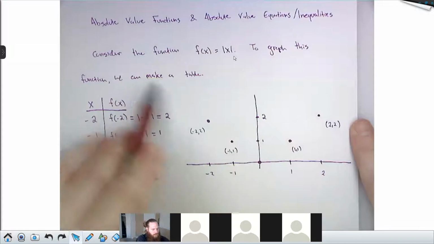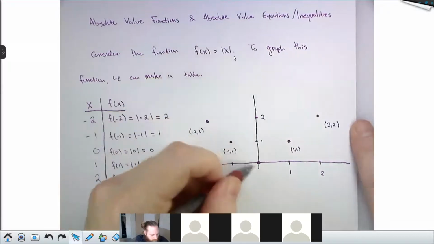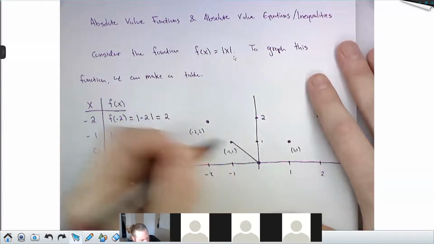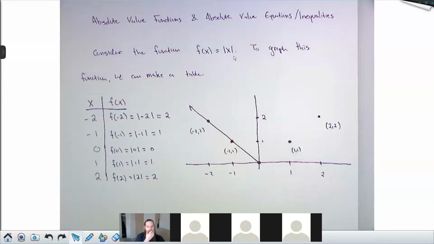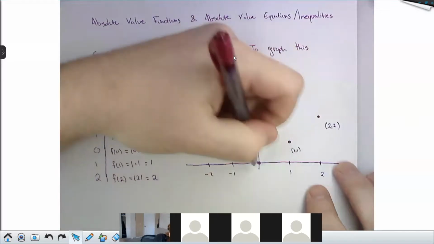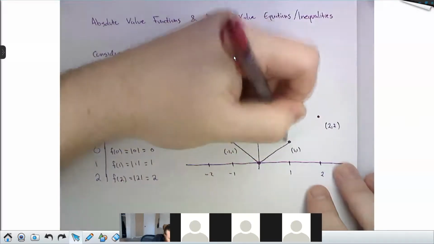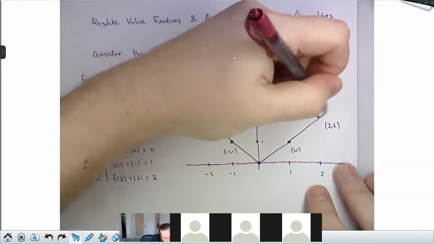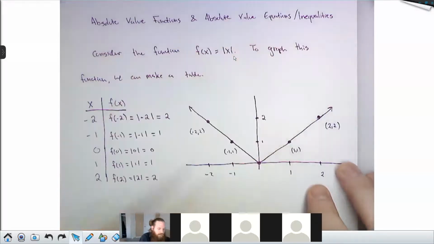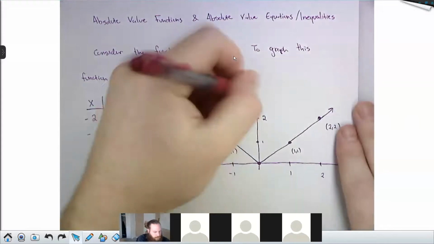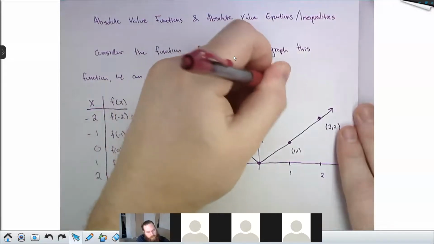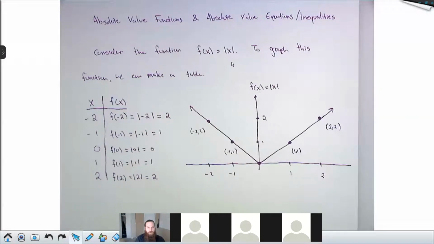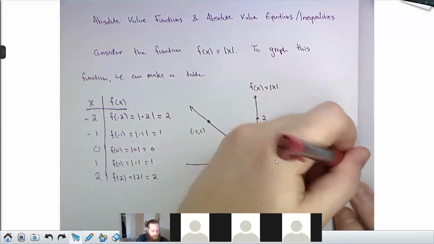So everywhere over here, my graph looks like this. And everywhere over here, my graph looks like this. Big fat point here. So this is what the graph of the absolute value function looks like. Just good old-fashioned absolute value of x. It's this V-shaped graph with a pointy end down here at the origin. This, of course, is my x-axis.